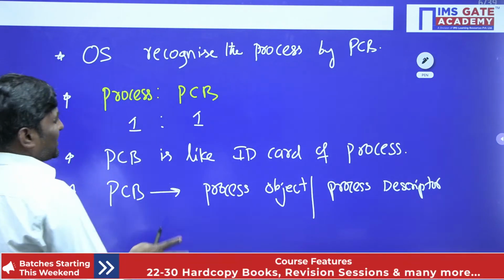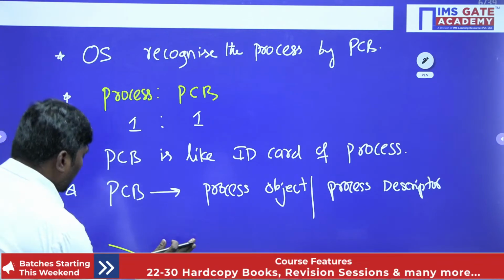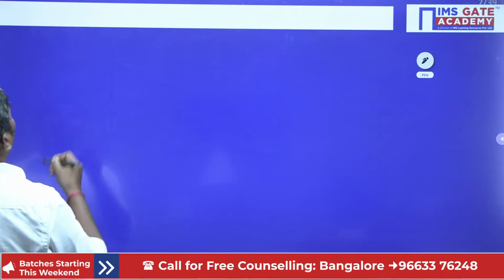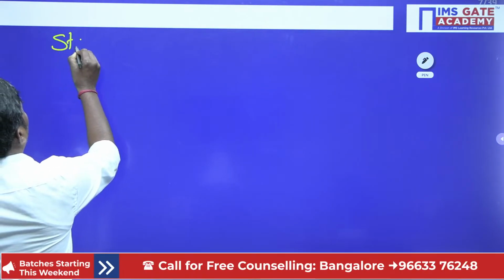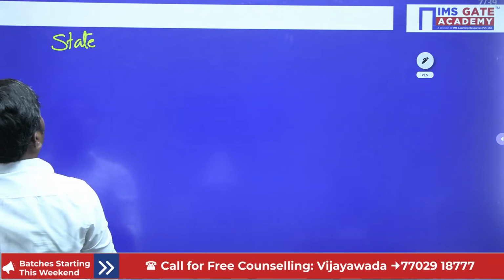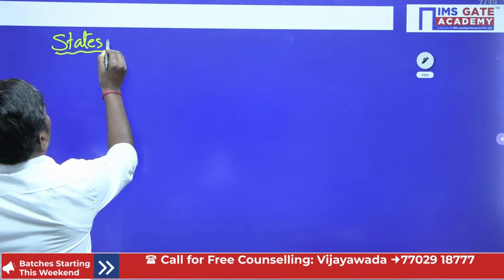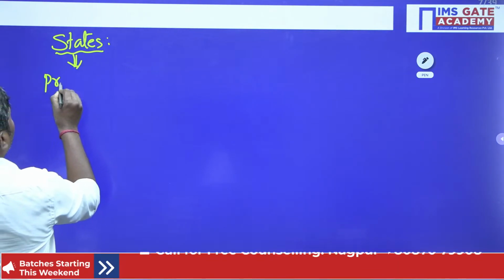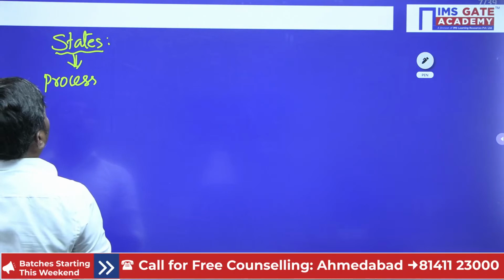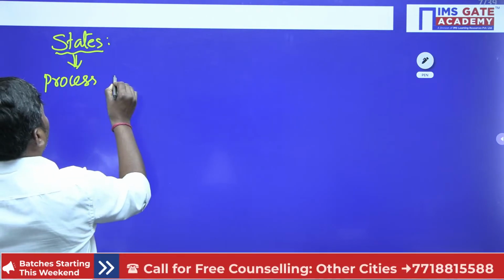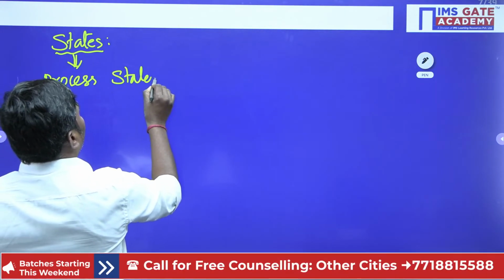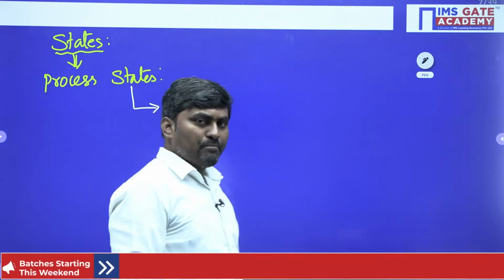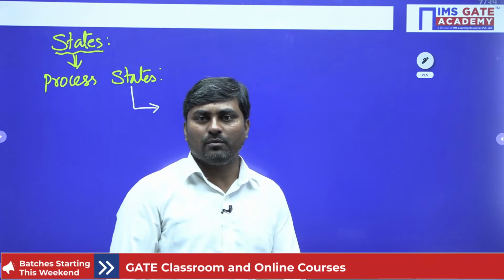Now, what is the state attribute information? One of the most important attributes of a process is state. Please understand process states. One of the most important attributes of a process is state, so I am writing process states. A process has various states, and we will observe what state is defining.